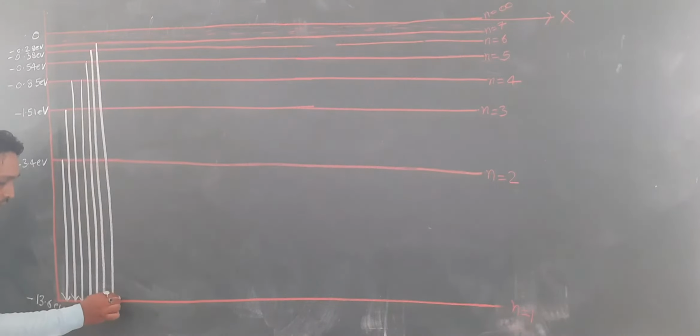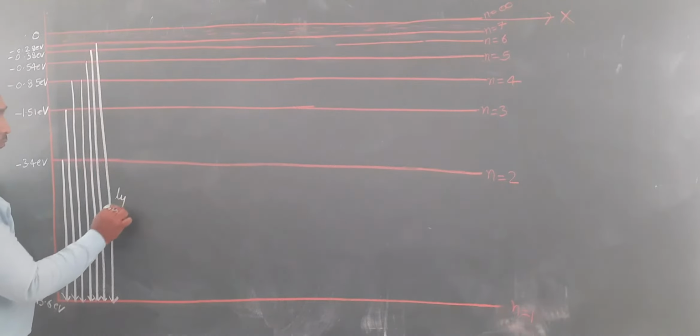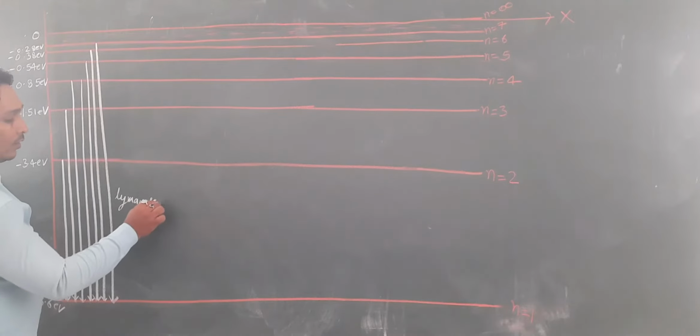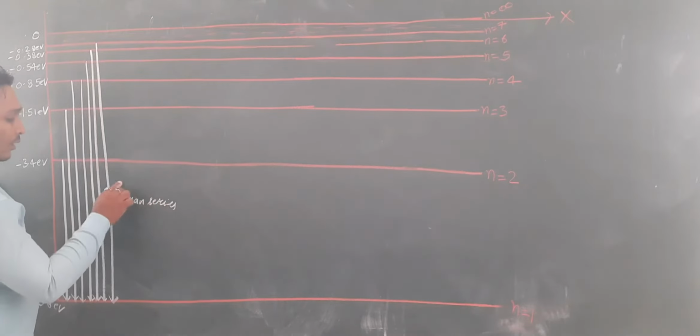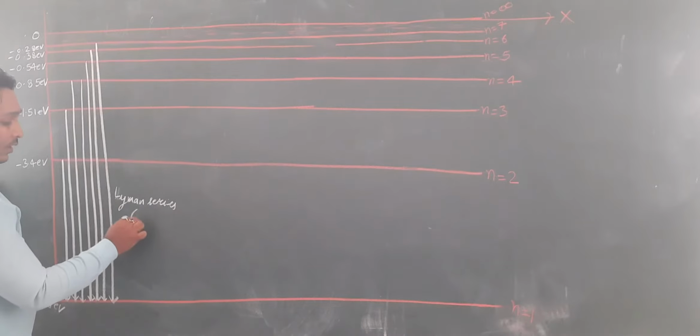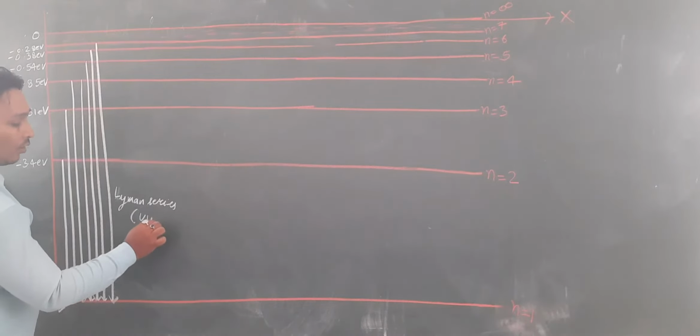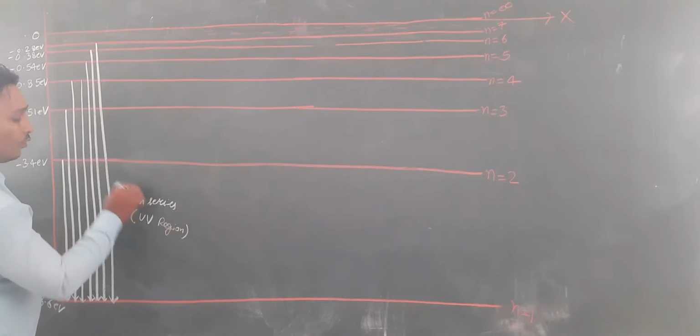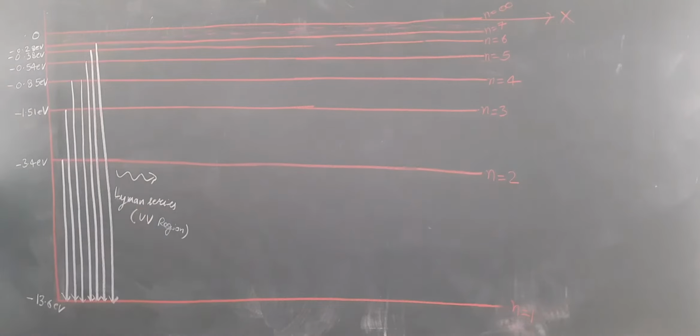All these spectral lines belong to the Lyman series, and basically they belong to the ultraviolet region. Okay, so here the photon which is released is actually of the ultraviolet region.